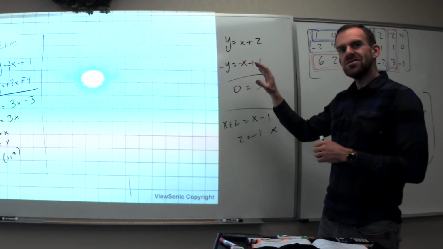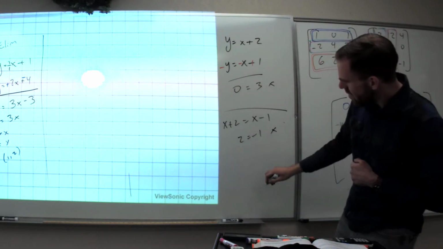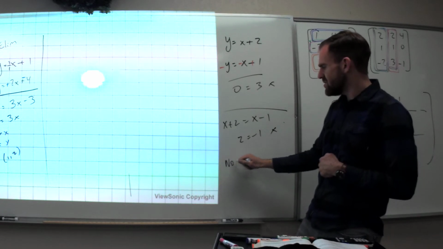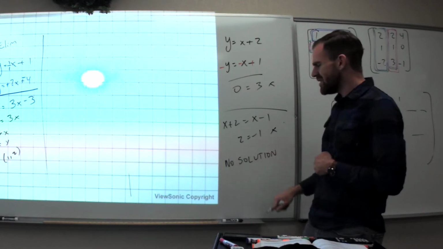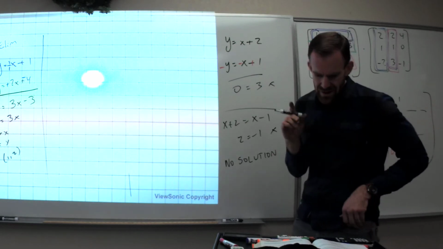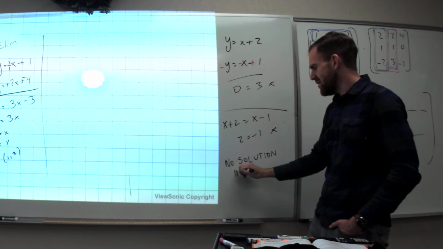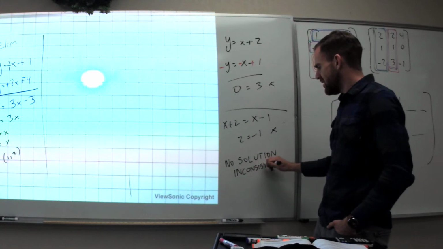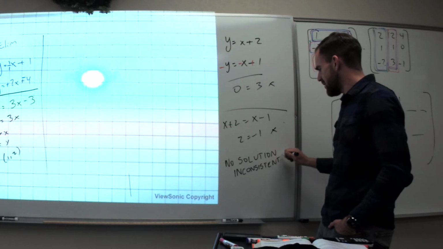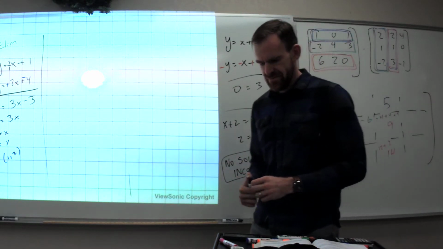So, here's the key. These show us that there is no solution. So our answer would be no solution. And the reason why is because they are, and you have to memorize this, so write down this word, they are inconsistent.